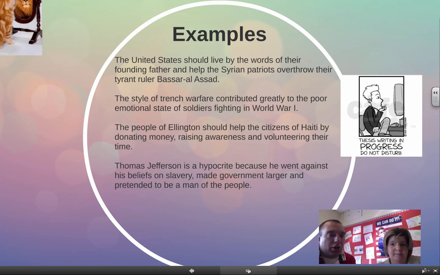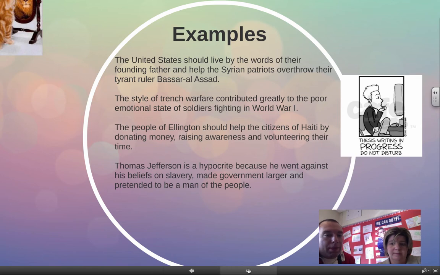"The style of trench warfare contributed greatly to the poor emotional state of soldiers fighting in World War I." So this whole paper is about soldiers who fought in World War I and what their emotional state was as a result of fighting in the trenches. So it's going to talk about trenches, what the trenches were like probably, and how it affected soldiers. And how when the soldiers came home from World War I, what their emotional state was.